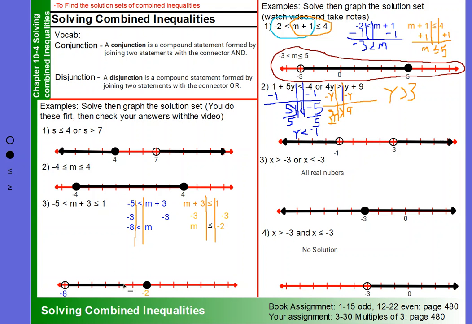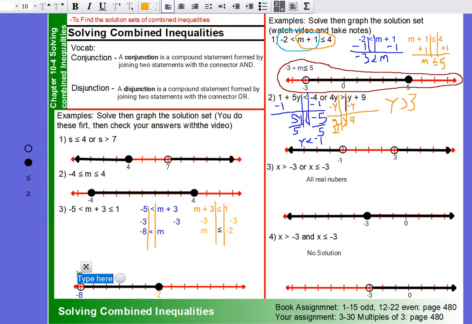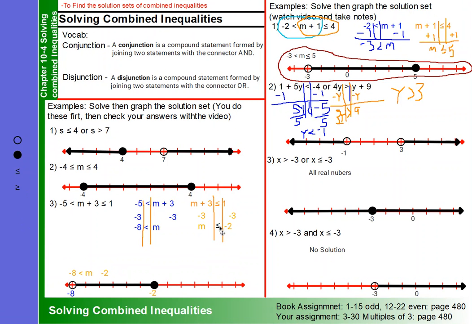Now we're not quite done. The last piece is, let's write a mathematical sentence showing what we have here. And so we have -8 is less than m, which is less than or equal to -2. And again, I'm going to duplicate this symbol, slide it in right here, and so there we go. Our complete answer for example 3 is right here, the drawing as well as this statement.